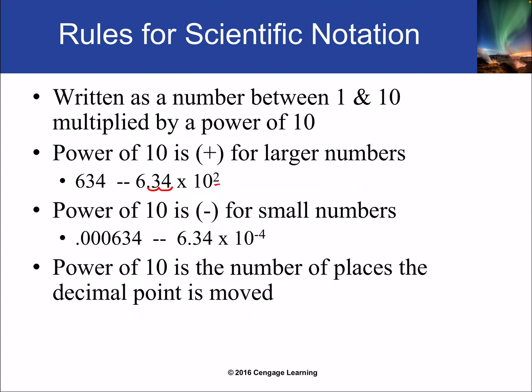Now, the next example, I have 0.000634. Remember, my number can only be between 1 and 10. So if I were to put a decimal place right here, so I would have 6.34, I am moving my decimal place 1, 2, 3, 4 places. And because it's a small number, it will have a negative exponent. So basically, the power of 10 is just how many places you have moved the decimal place.